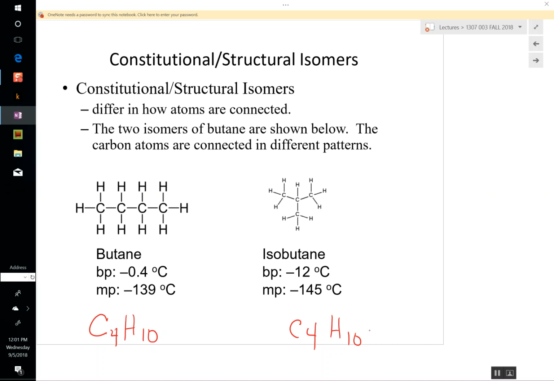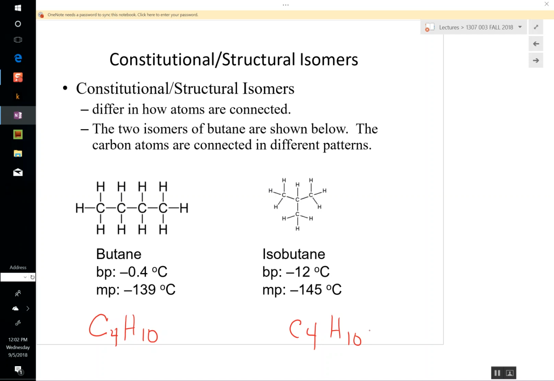Same number of carbons, same number of hydrogens, different structure. So butane and isobutane are isomers of one another. They're a pair of molecules that have the same molecular formula but different structures. And they have different properties. You say, man, don't these have the same properties? No, they don't.